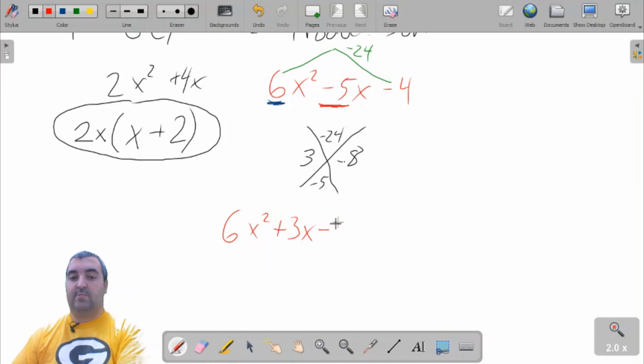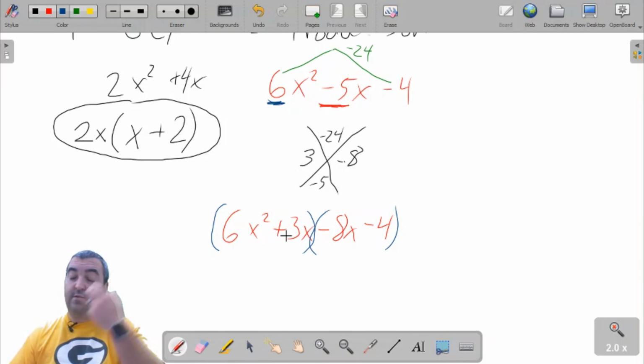Then we're going to do the same thing with the minus 8, put an x on it, and then the minus 4 stays the same for right now. All right. So now the next step is to group the first two and the last two, the first pair and the last pair. So once you do that, now it's actually going back to GCF factoring.